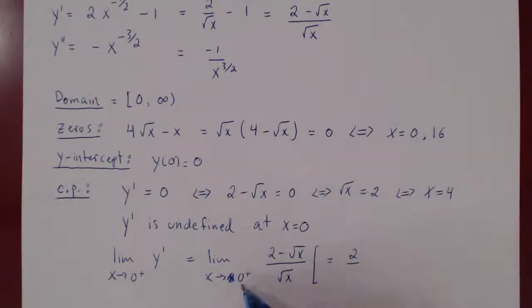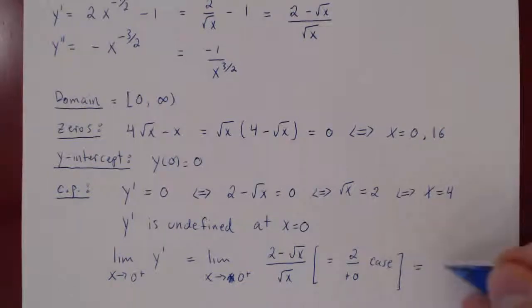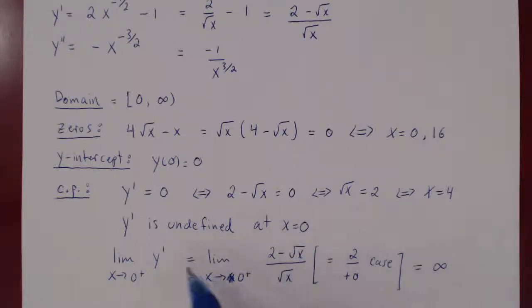Over, as x goes to 0 from the right, root of x will also shrink to 0 but always remain positive. So we have a 2 over positive 0 case, which gives us positive infinity. So you see, when we approach x equals 0, the derivative blows up. And if a derivative approaches infinity as x is approaching 0, well, the tangent line must be getting steeper and steeper and steeper. Therefore, around x equals 0, the tangent line will be almost vertical. Therefore, the curve will almost be vertical around x equals 0.